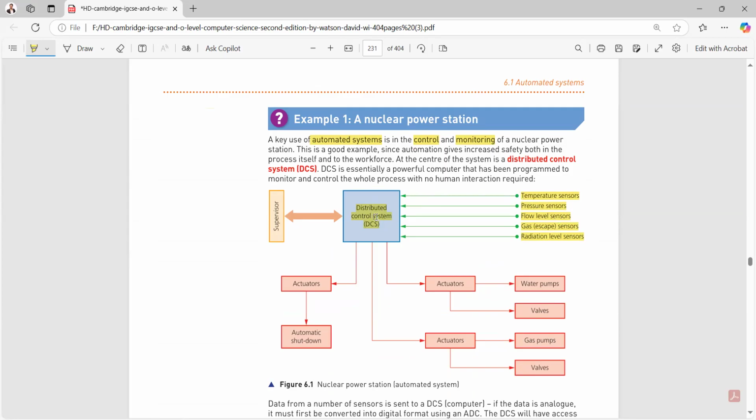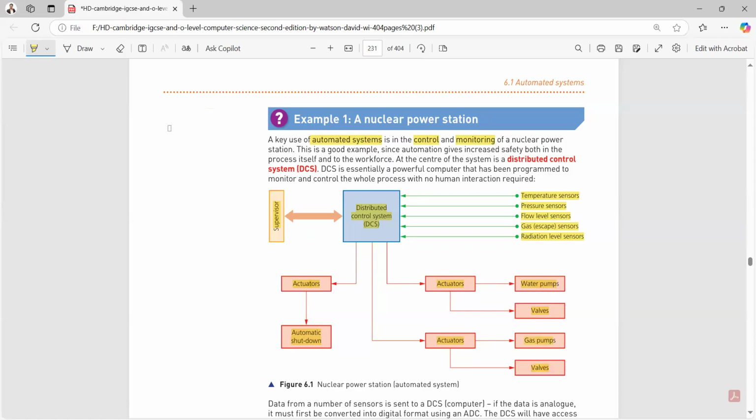Now this DCS is being controlled and supervised or monitored by your supervisor. Now this system is also connected with the actuators. The actuators are used to control your mechanism or your movement, and with the help of this actuator, you can shut down your system. With the help of this actuator, you can turn on water pumps, you can turn on the valves as well. With the help of this actuator, you can turn on and off your gas pumps or valves as well.